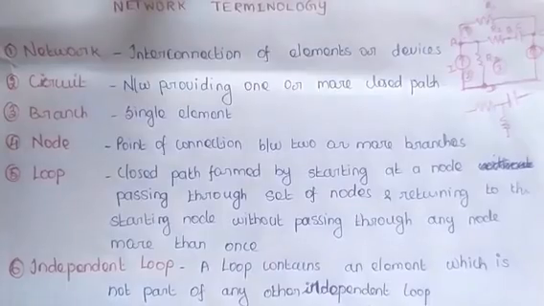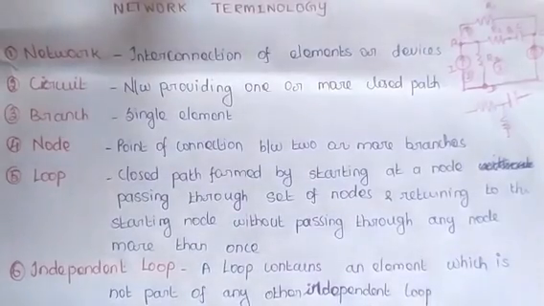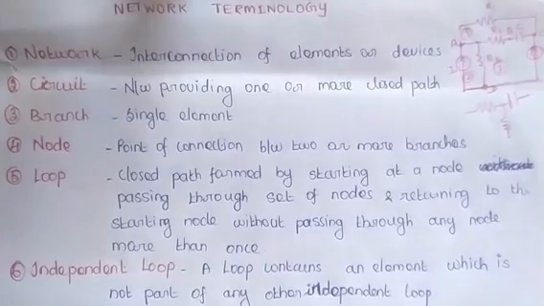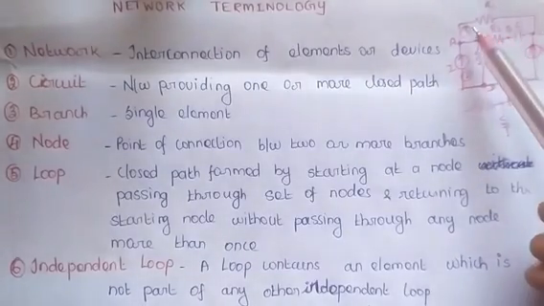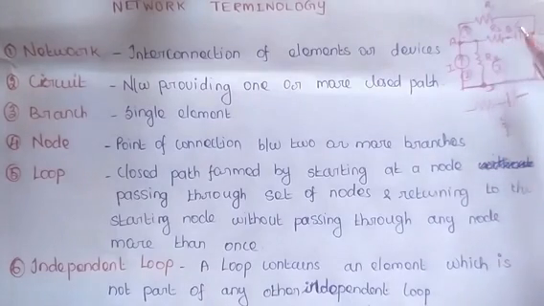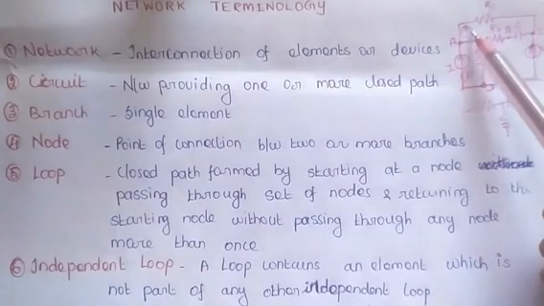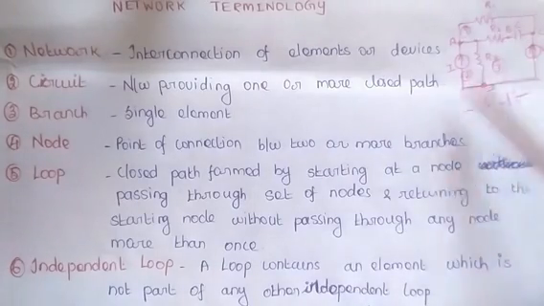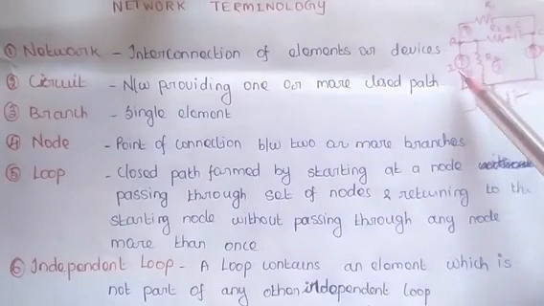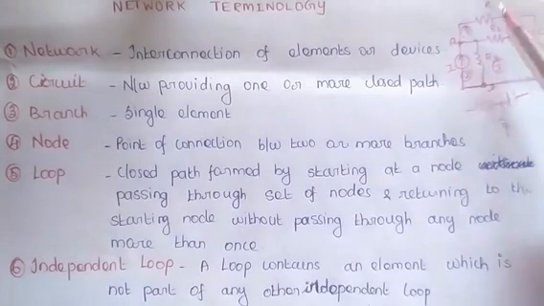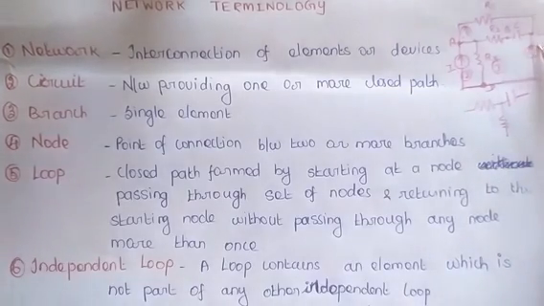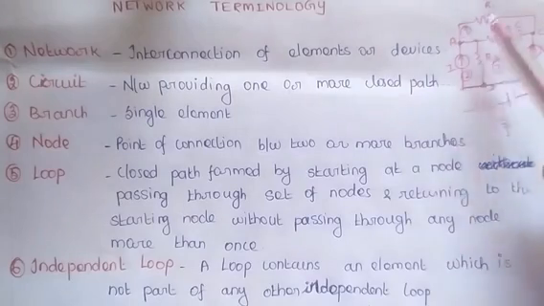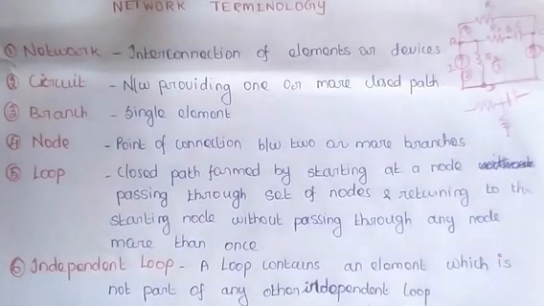An independent loop is a loop that contains an element which is not a part of any other independent loop. For example, I am considering loop 1, 2, 3 in this network. In this network, the loop 1 contains the resistor R1 which is not a part of other 2 loops. And also the current source I is not a part of loop 1 and 3. And also the voltage source here is not a part of loops 1 and 2. So I can say these 3 loops are independent loops.